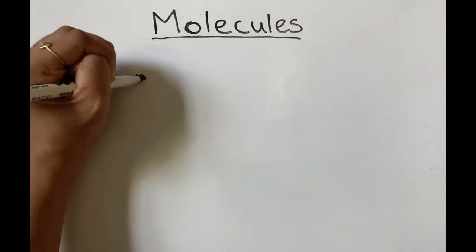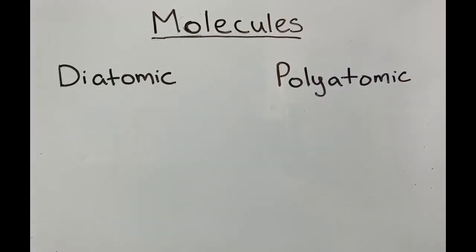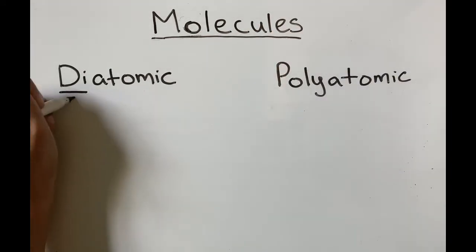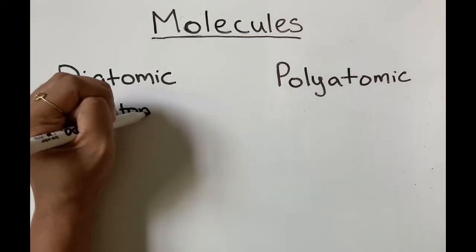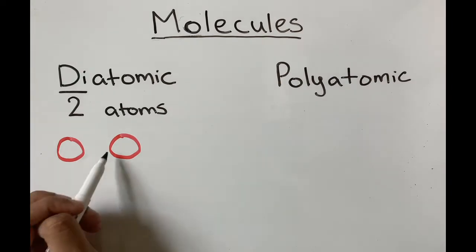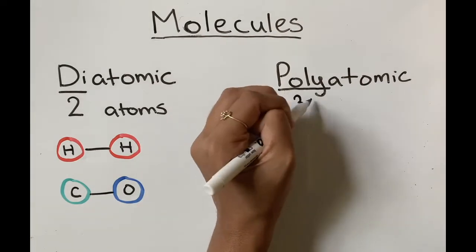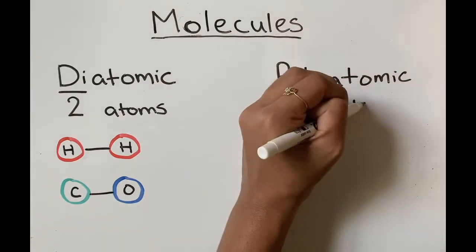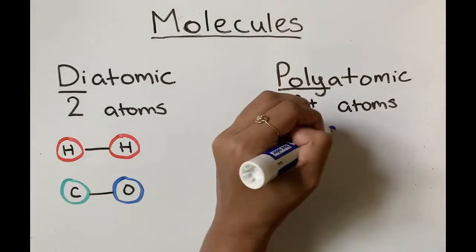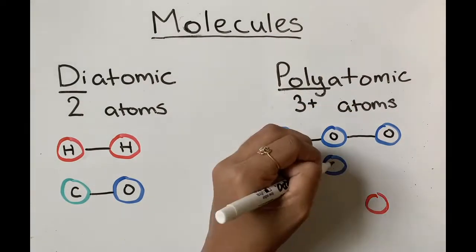Another thing you should know are the terms diatomic and polyatomic molecules. If you know your prefixes, it's easy to understand what it means. Di means two, so diatomic molecules are molecules made up of only two atoms. These atoms could come from the same element, like H2, or from different elements, like CO. Poly means many, so polyatomic molecules are made up of 3 or more atoms. Once again, these can be from the same element, like O3, or different elements, like H2O.